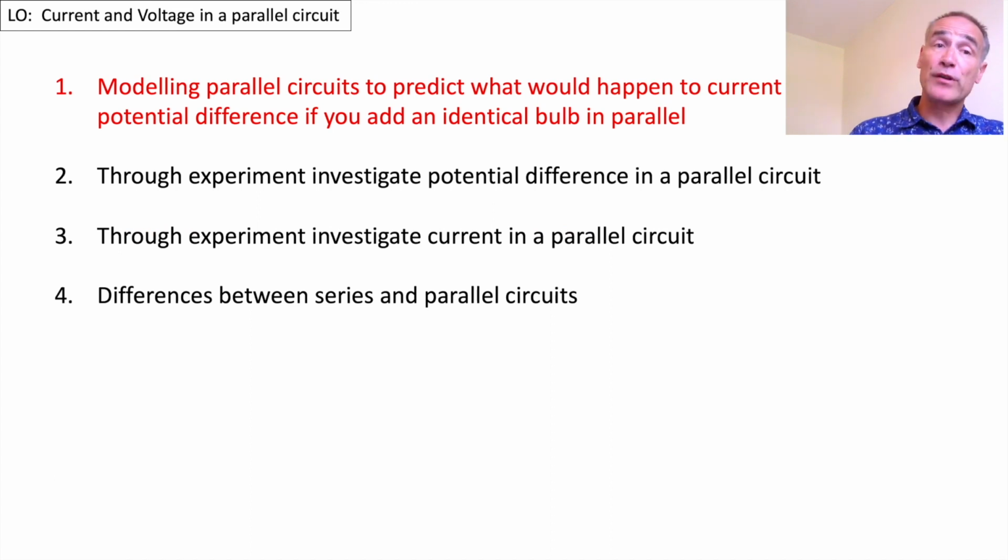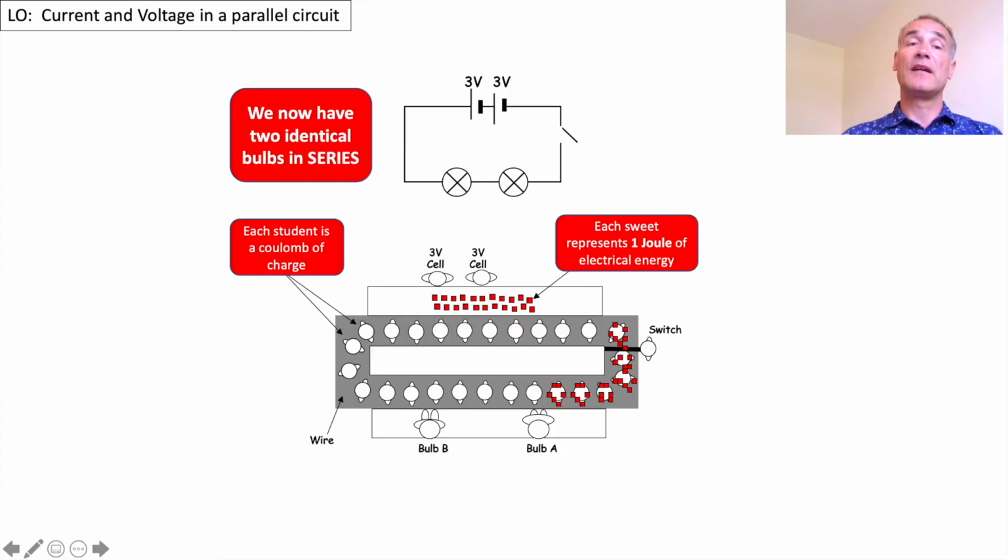So let's start by modelling parallel circuits to predict what will happen to current and potential difference as we add a bulb in parallel. So this was a series circuit we did last time, just to remind you. We had 2 3-volt batteries, so 6 volts in all of the power supply, and so as the charges went through, which were the students, they gained 6 joules of energy, 6 sweets. As they go through each bulb, they give identical energy to each bulb. They share their energy out, and so each bulb only receives 3 joules per coulomb of charge, so 3 sweets.